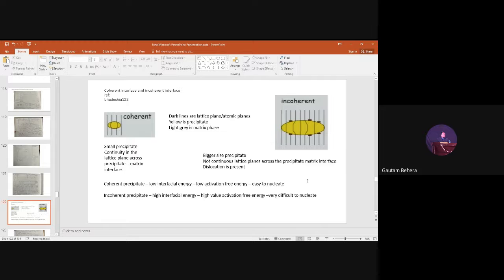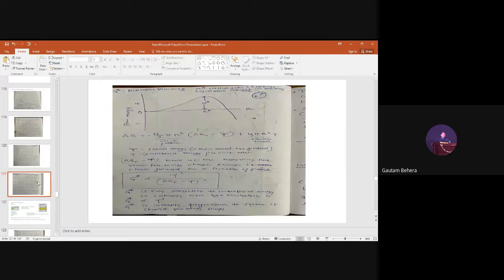So that is why in the aluminum copper system, GP zones first form, because they have a low interfacial energy. So you understand, if something has a low interfacial energy, then low activation free energy is there. Already I have explained this one.